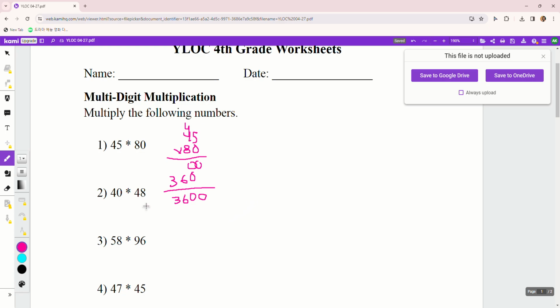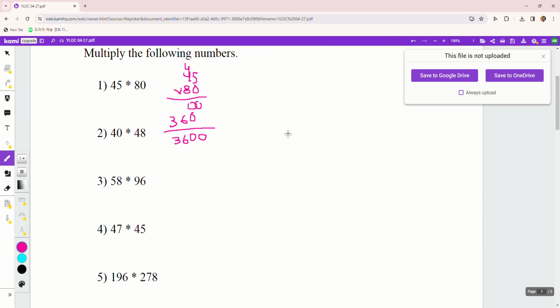For number 2, it's 40 times 48, so you would put it on top of each other again. 0 times 8 is 0. 8 times 4 is 32. And 0 times 4 is 0. 4 times 4 is 16. And if you add them all together, you get 1,920.